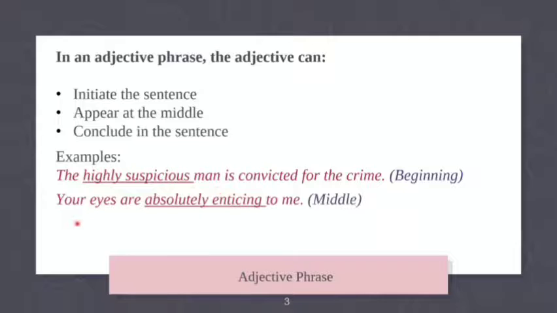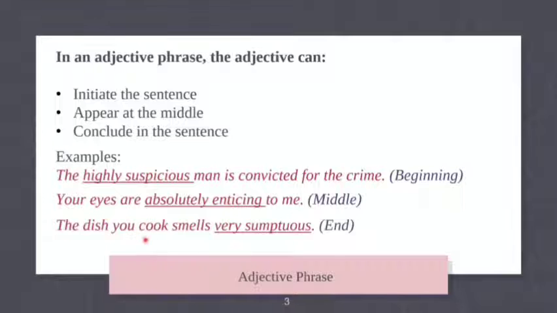The second one is your eyes are absolutely enticing to me. The underlined words are the adjective phrase that appeared in the middle and it describes your eyes. The dish you cook smells very sumptuous. These underlined words are the adjective phrases and it concluded in the sentence.